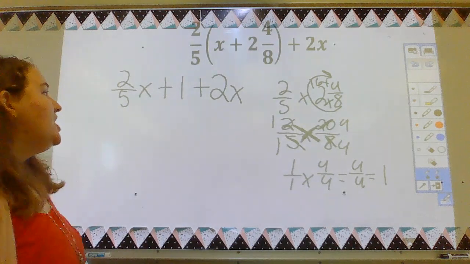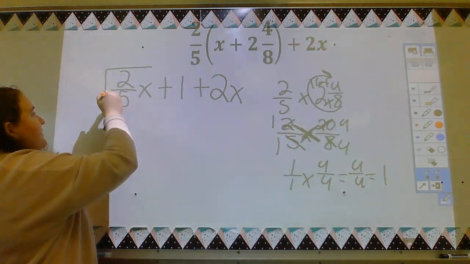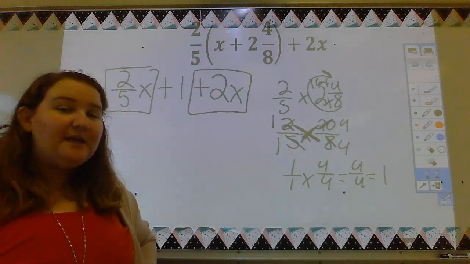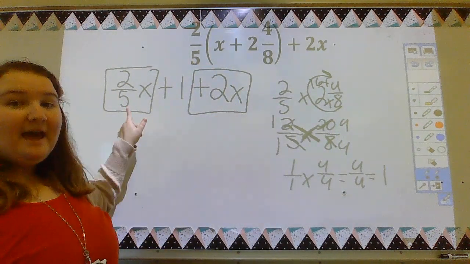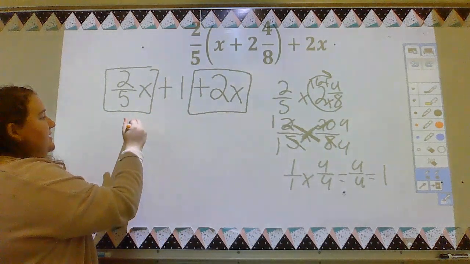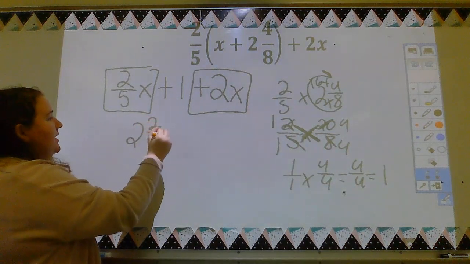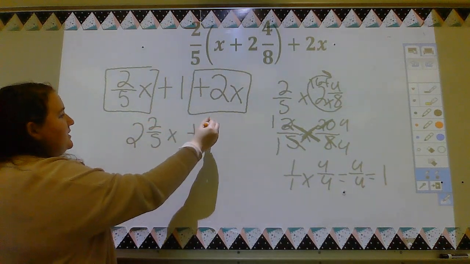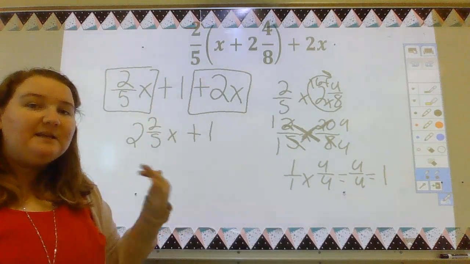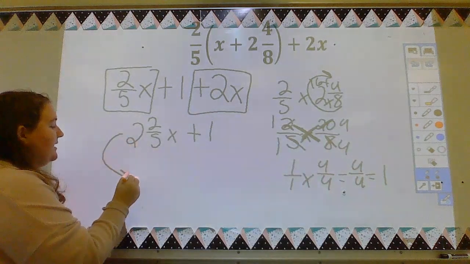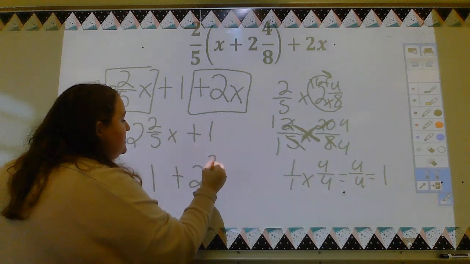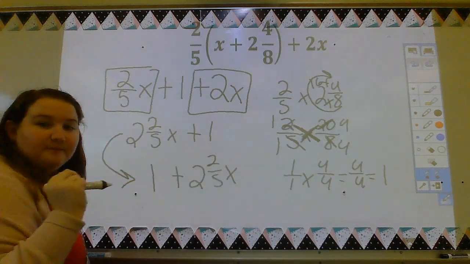Okay? Combining like terms. So I'm going to say 2/5 x has a buddy. Okay? I know they are buddies because they are like terms. They both have an x at the end. Okay? And I'm going to add them. So 2 plus 2/5 is 2 and 2/5 x plus 1. I just bring it down. Remember, when we simplify expressions, these can be in any order, okay? So I could swap it, and I could just as easily say 1 plus 2 and 2/5 x, okay?